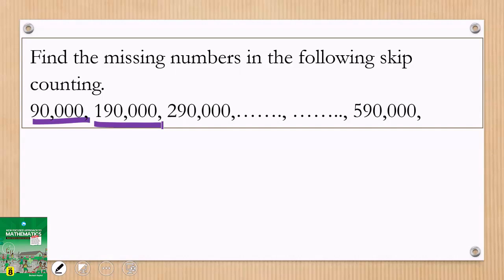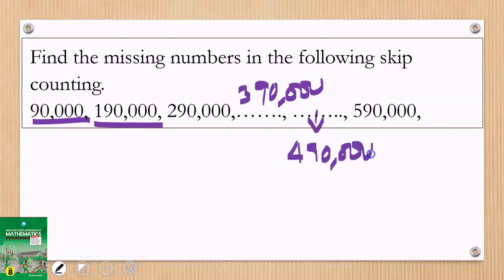Then we are going to have 290,000 to be the next number. And the next number after this will be 390,000. Then the next number that should follow here should be 490,000. Then we have 590,000 and so on and so forth. So the missing numbers are going to be 390,000 and 490,000. Good. Now we take another example.